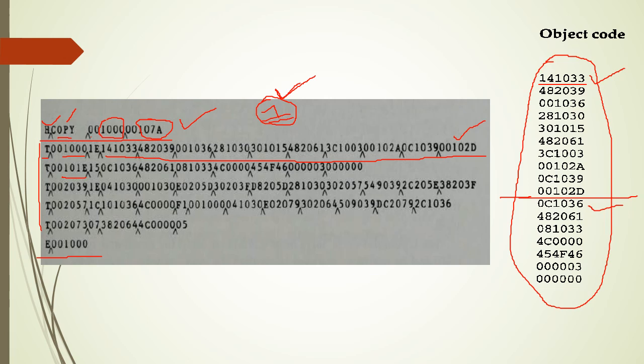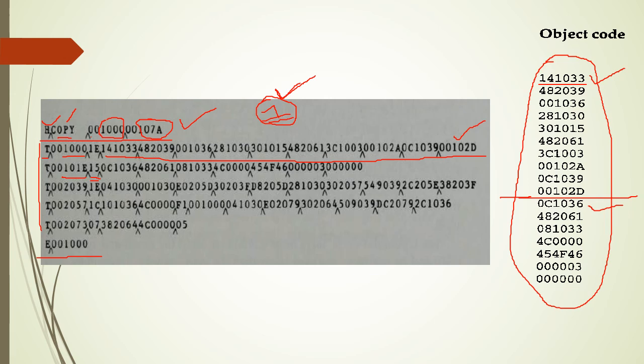So 1 2 3 4 5 6 7. The size of each instruction is 3. So 7 into 3 is 21. If I convert that 21 into hexadecimal, it becomes 15. This is the length of the object code in this particular record.